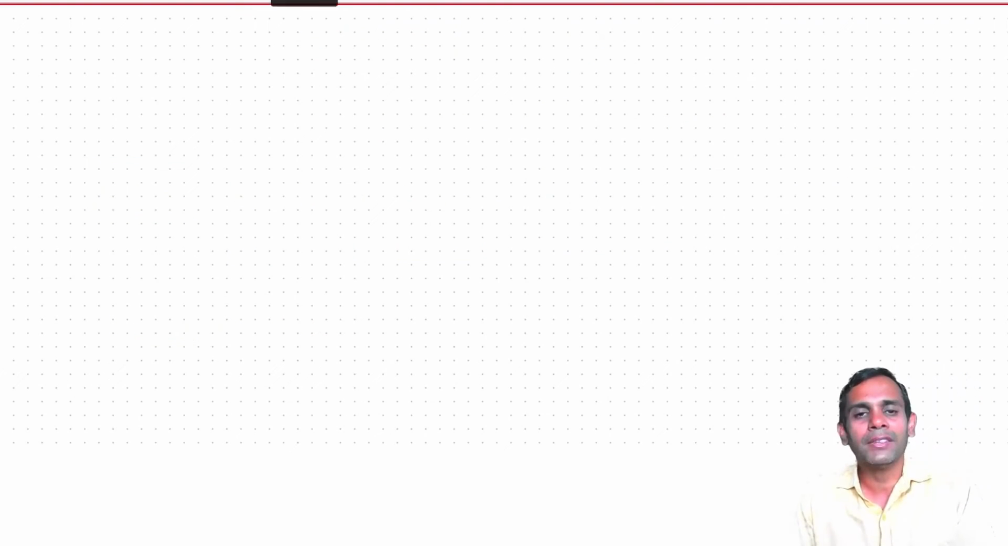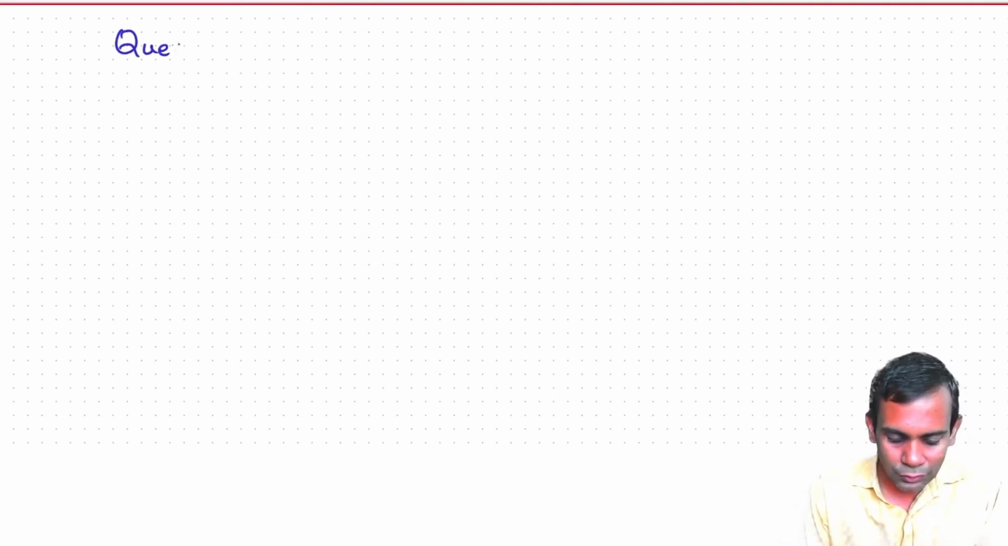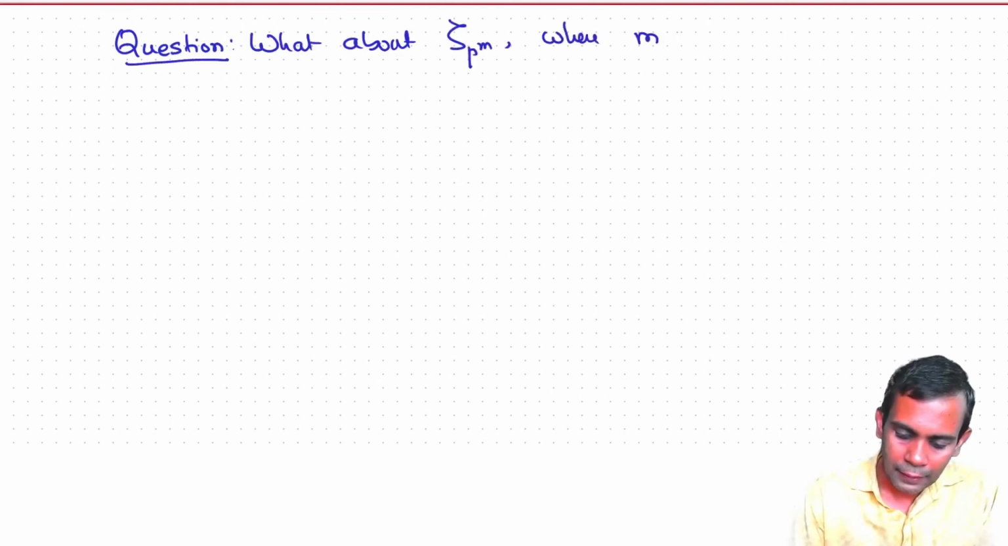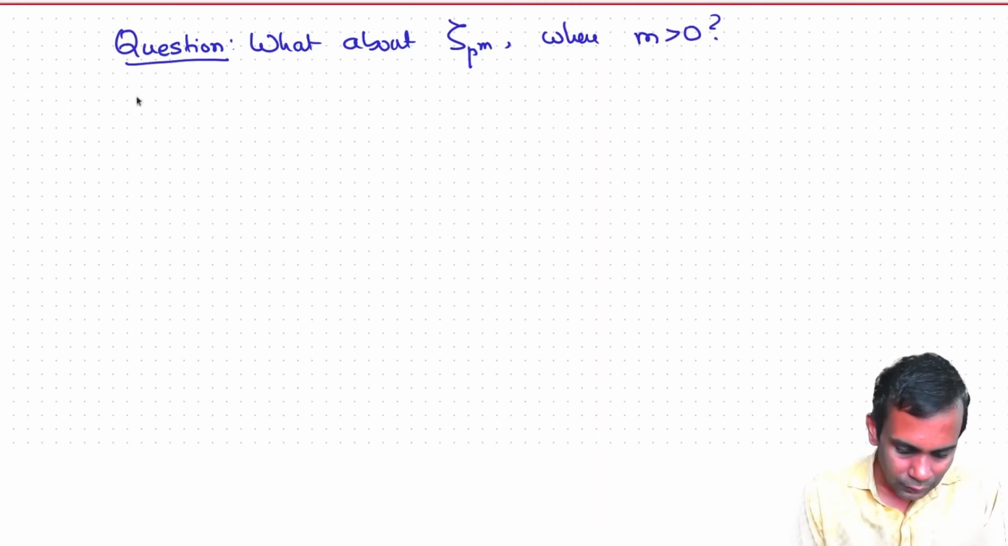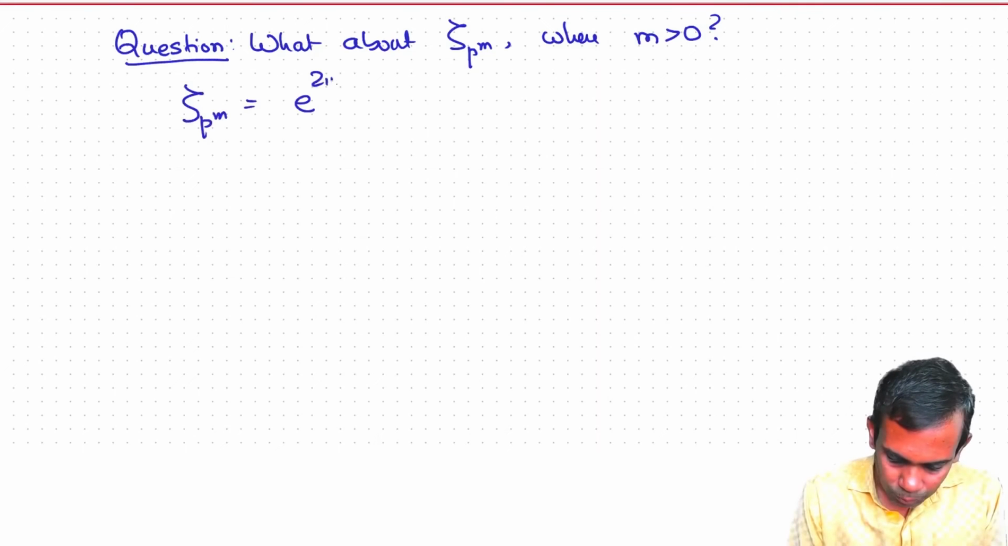Okay, now we'll try to get some further mileage out of Eisenstein's criterion. Let's ask, so we've looked at pth roots of unity. What about prime power roots of unity? What about zeta p to the power m, where m is a positive integer? Now, let's see if we can guess something here. So what is zeta p to the power m? This is e to the 2 pi i by p to the m.